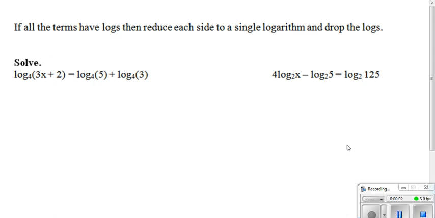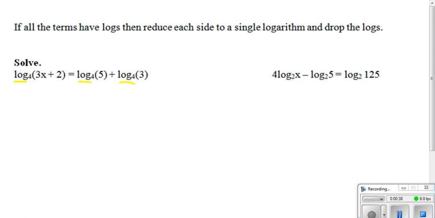Continuing on with our 10.3 lesson, we have some more examples to go through of how to solve logarithmic equations. So in this case it says if all the terms have logs, then reduce each side to a single log, and we can just drop the logs out. And again, if that sounds a little confusing, I'll show you what we mean here. Notice how in this case all of them have a log base 4. So as long as we can get log base 4 of something equals log base 4 of something, we can just get rid of the logs, because it would be like taking both sides 4 to that power.